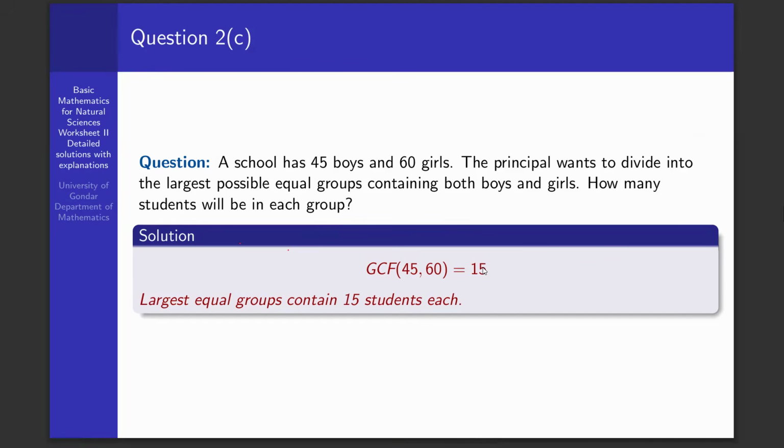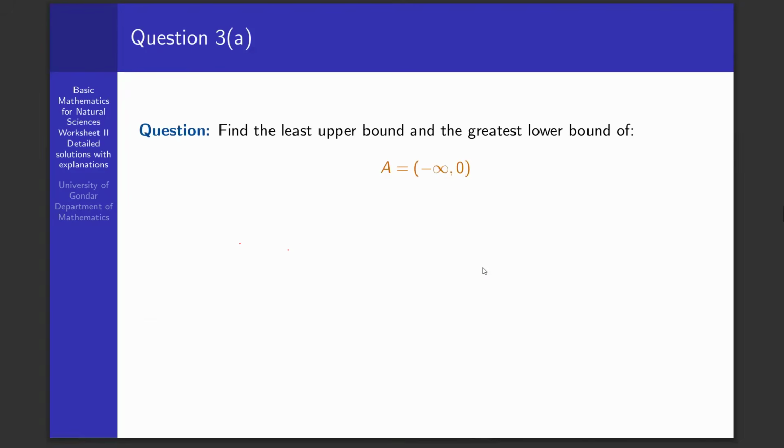So the next one is question number 3, which is about an upper bound and lower bound of a given set or simply an interval. We are asked just to find the least upper bound and the greatest lower bound of this interval. This is an open interval, which starts from negative infinity and goes to 0.